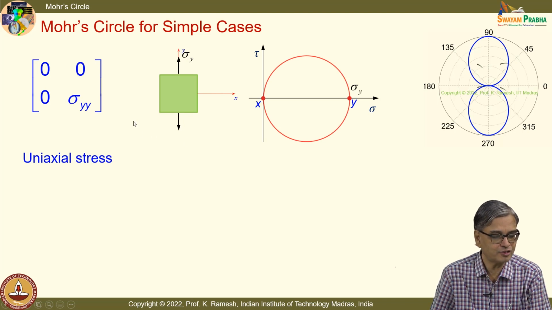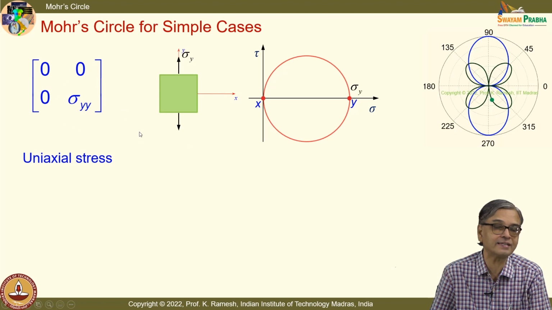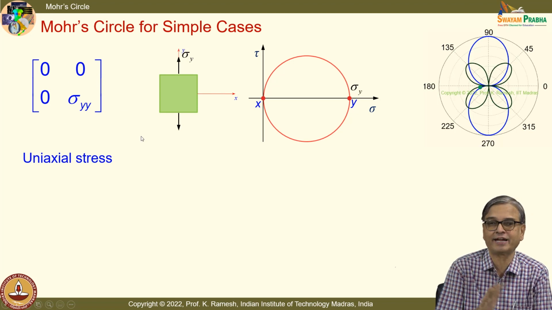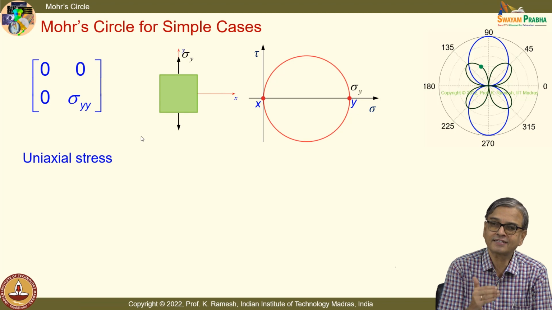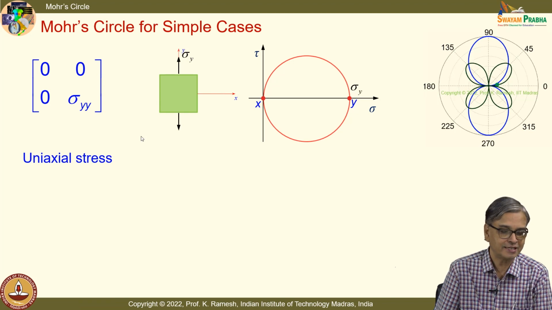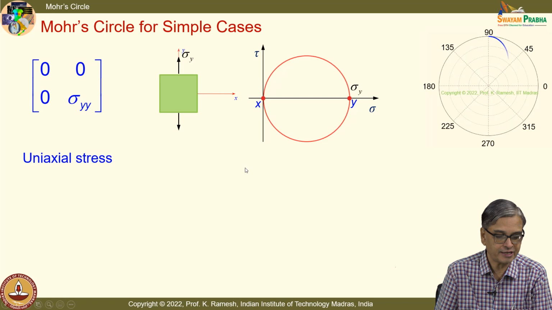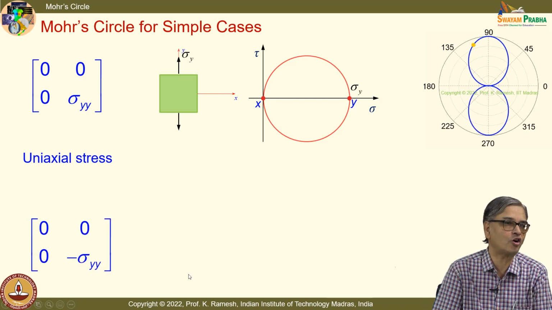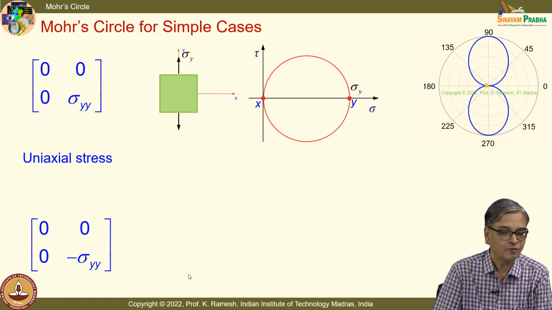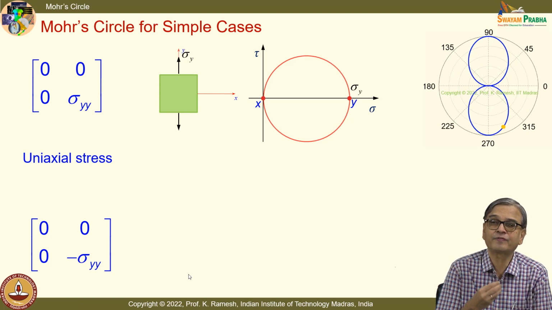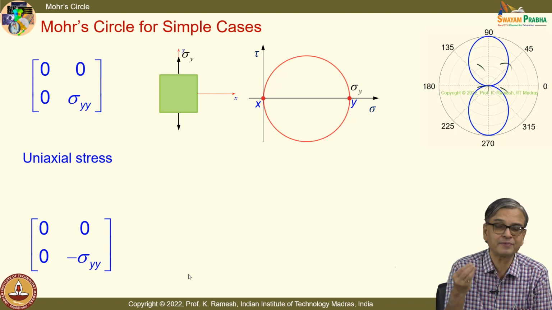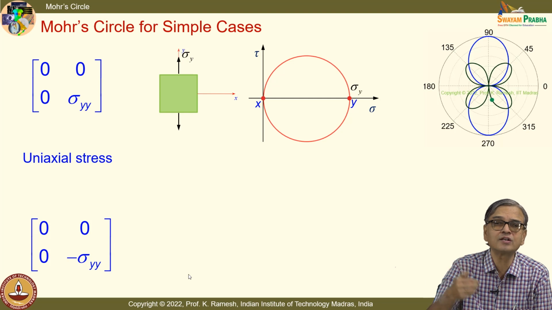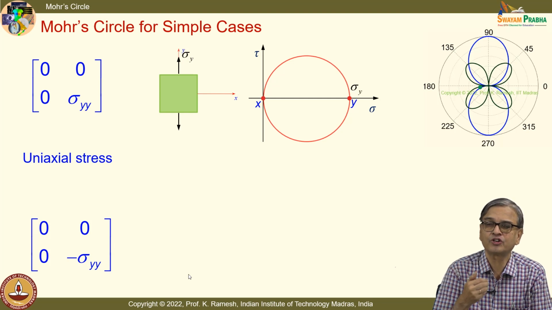Now, let us have a situation. Normally when you represent a symbol, it can be both positive or negative. For the discussion purpose and for illustration, I am showing the next case as minus sigma yy. Please understand the context. What is the difference? Instead of that being a normal stress acting away from the plane, it is towards the plane. Instead of tensile stress, it is a compressive stress now.